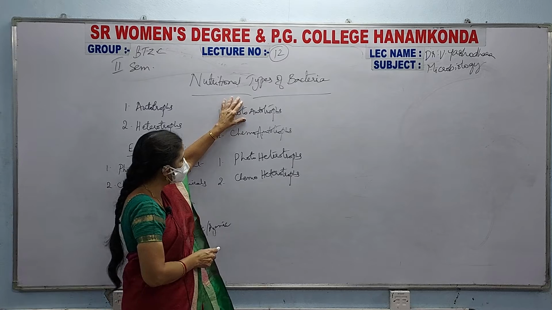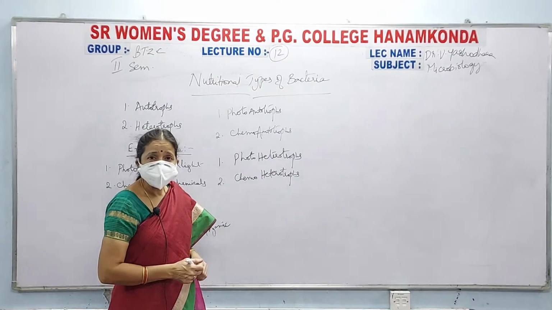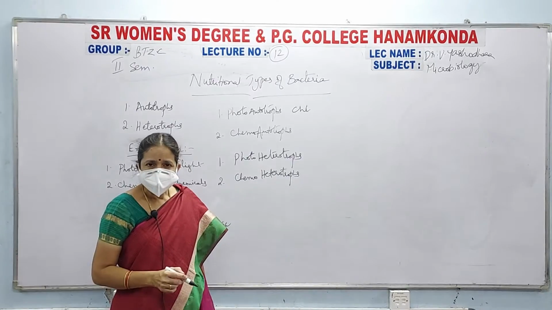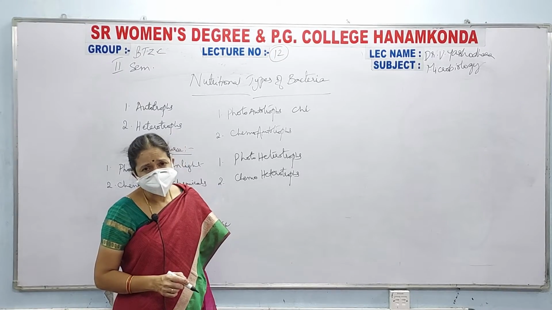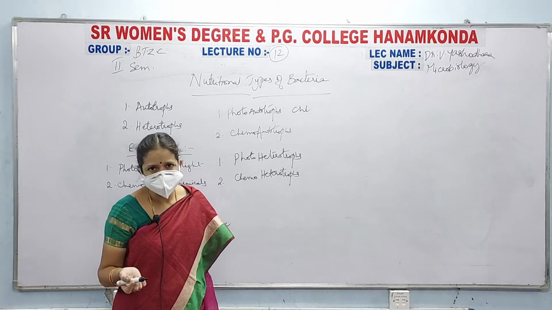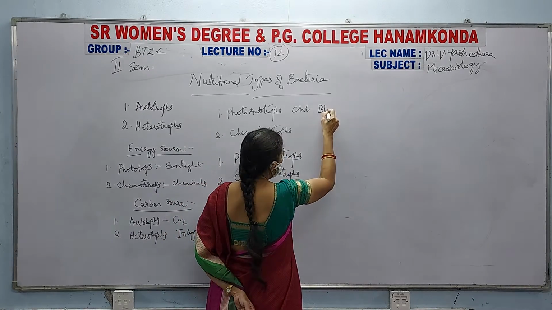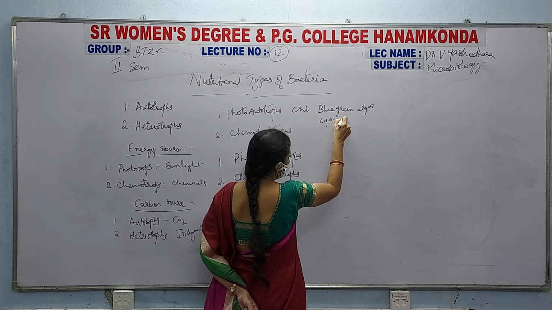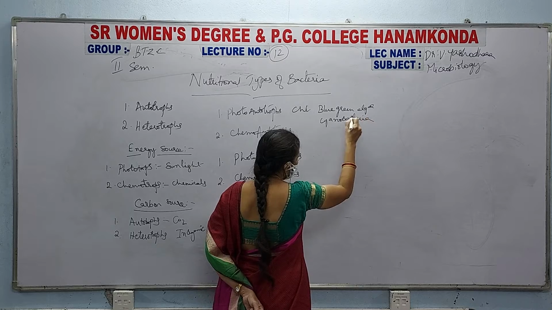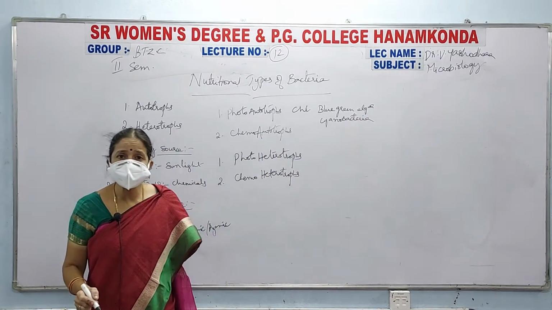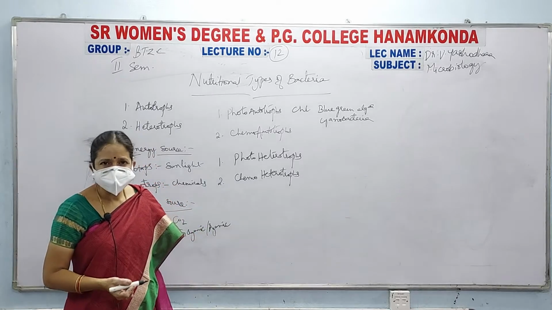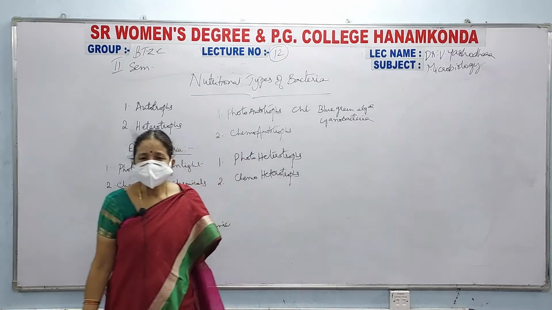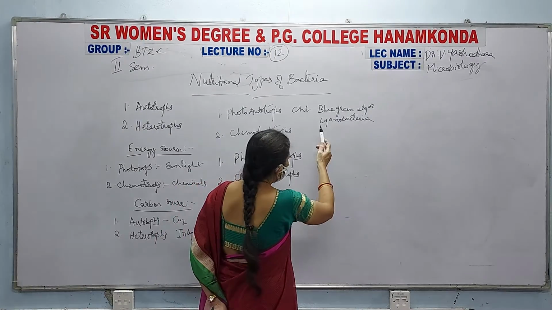Now these organisms can synthesize their own food, so they should have chlorophyll. Is it or not? In bacterial organisms, where can you see chlorophyll? In cyanobacteria or blue green algae. So the best example here is blue green algae or cyanobacteria. Examples are Nostoc, Oscillatoria, Anabaena. All these come under photoautotrophs because they have chlorophyll.